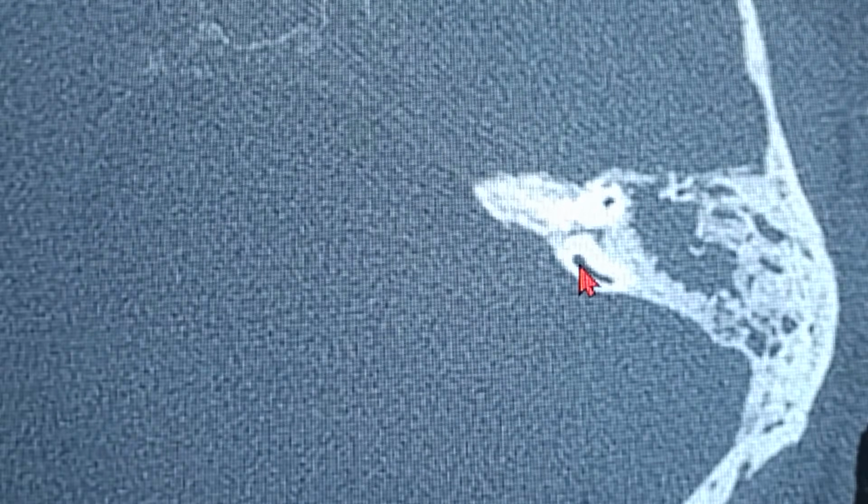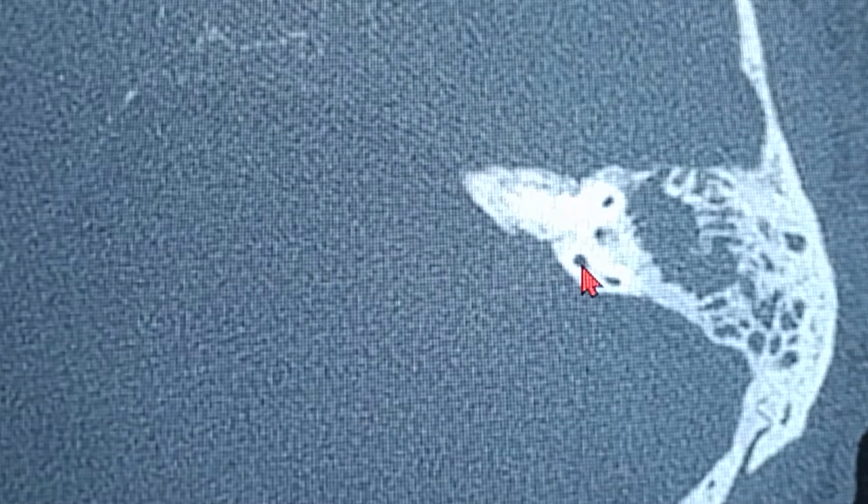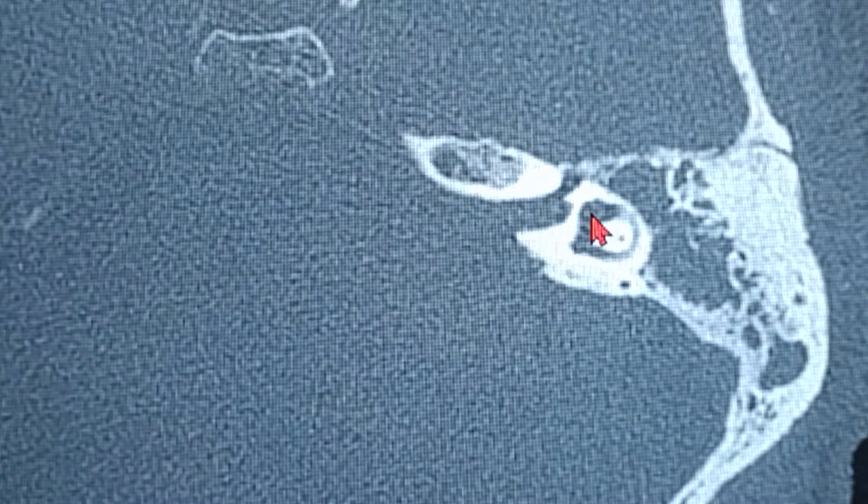That's the non-ampullated end of the superior meeting with the non-ampullated end of the posterior and making a crus commune right there. So that's the petrous apex over here. Basically, now I'm going below again. That's the lateral semicircular canal. That's the superior semicircular canal. That's the posterior semicircular canal.